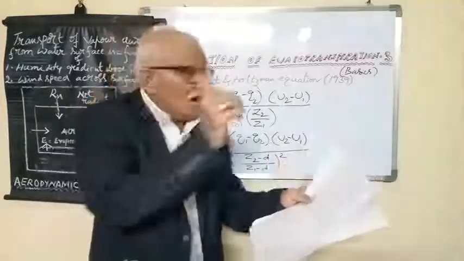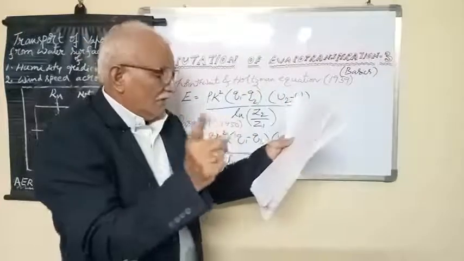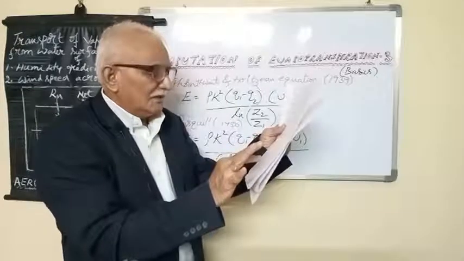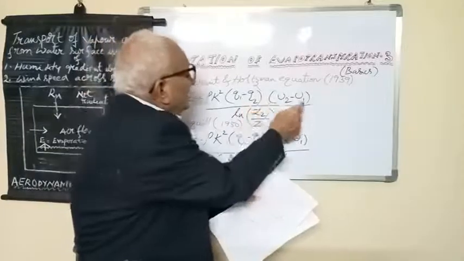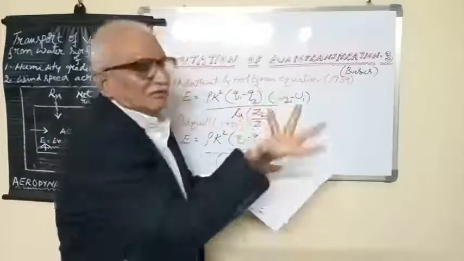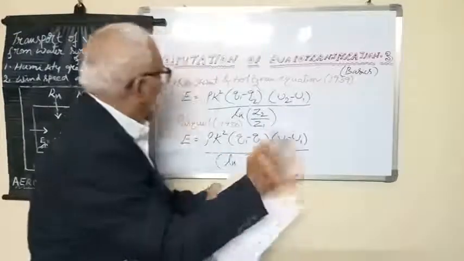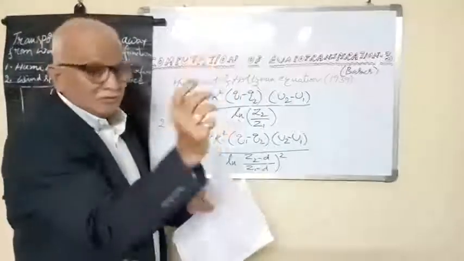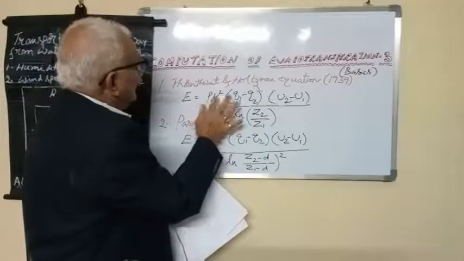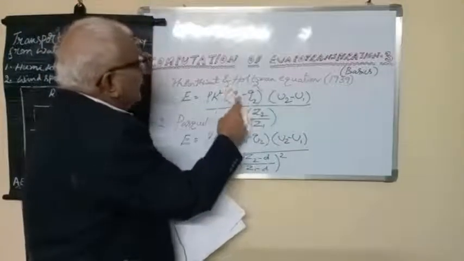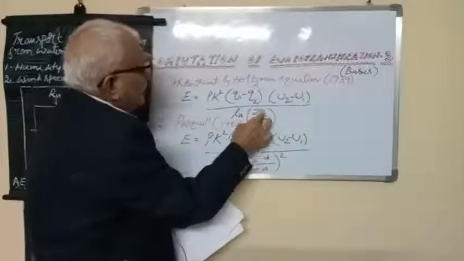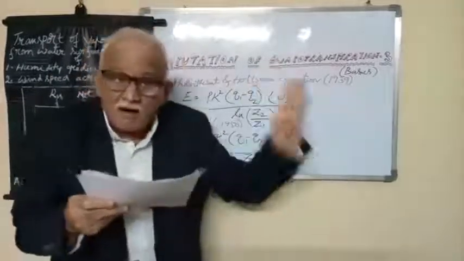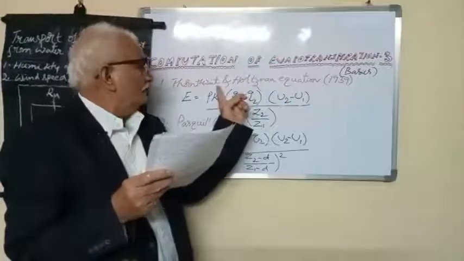Wind is always denoted by U. That's it. U2 minus U1. Q is specific humidity. U1, U2, Q1, Q2 are the wind speeds and specific humidities. Z2, Z1 are heights. D is the zero plane displacement. Once again, this is the basics only; we are not going for actual computation, I assure you we will do it. So E is equal to density of air, Van Karman constant, Q1 minus Q2 humidity, wind speed, Z2, Z1 heights, with the zero plane displacement. These two equations were developed by Thornthwaite and Holtzman.